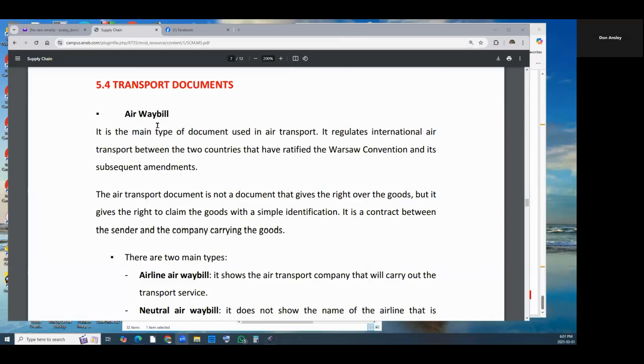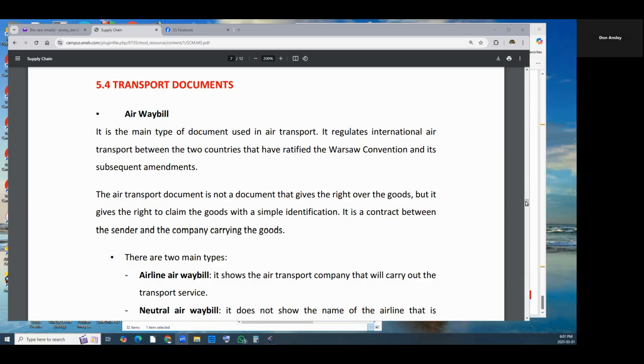Transport documents. Air waybill is the main type of document used in air transport. It regulates international air transport between two countries that have ratified the Warsaw Convention and its subsequent amendments. The air transport document is not a document that gives the right over the goods. It gives the right to claim the goods with a simple identification. It is a contract between the sender and the company carrying the goods.